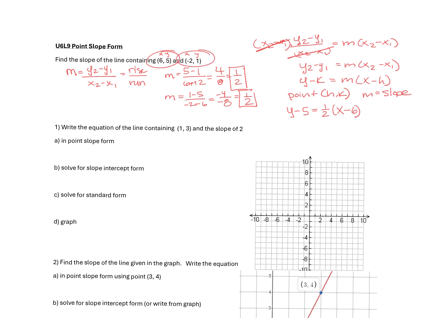Let's try it with the (-2, 1). I'll write it in a different color. So now I would still do my y minus my y, in this case it's 1, equals my slope, which is 1/2, times my x minus my x. Well, x minus the negative 2 would be x plus 2. These are two different equations for the same line, and these equations are in what we call point slope form.